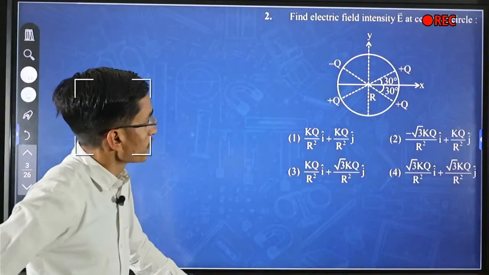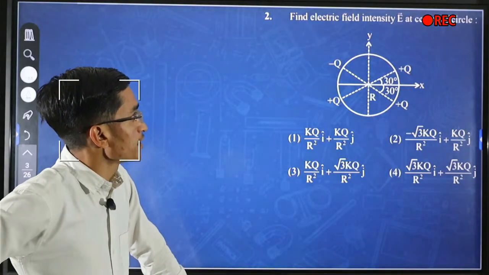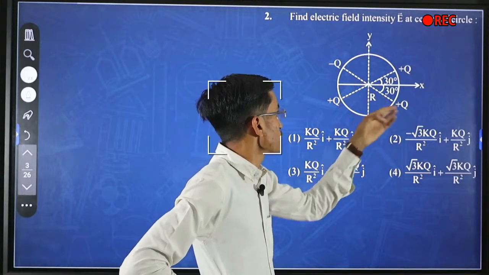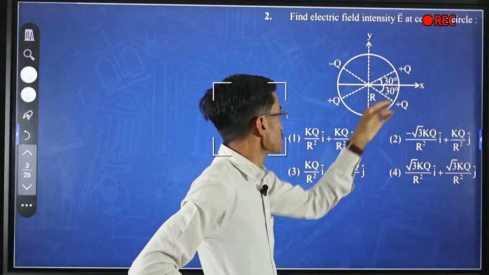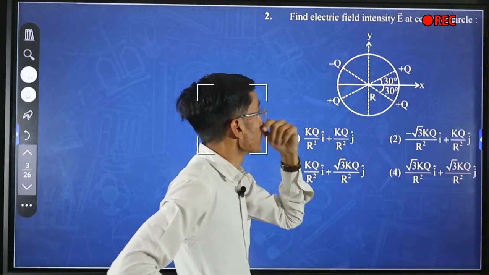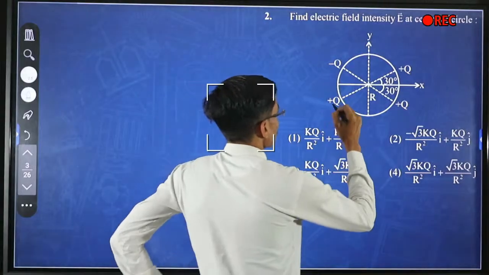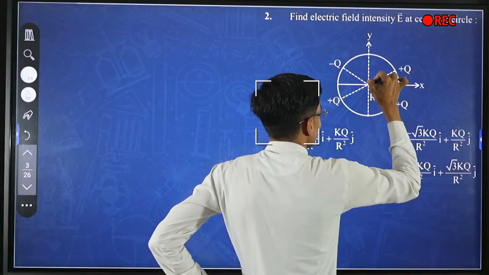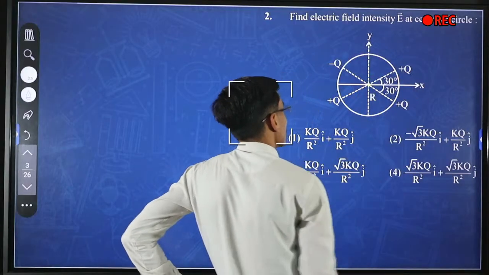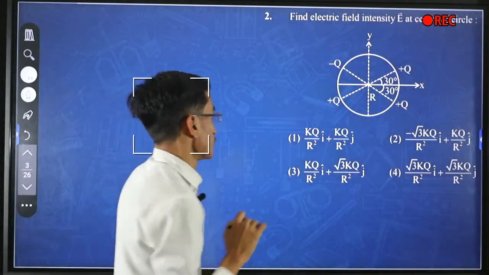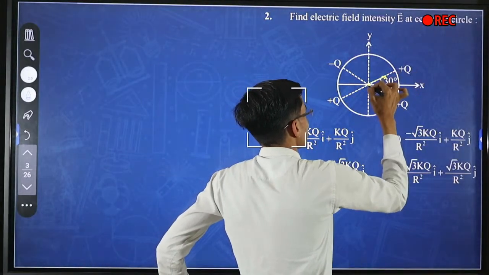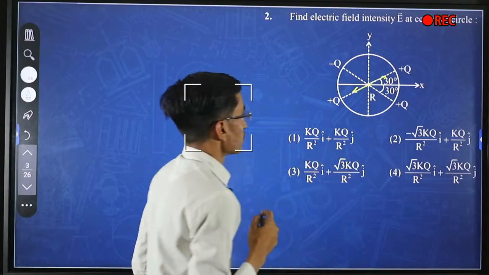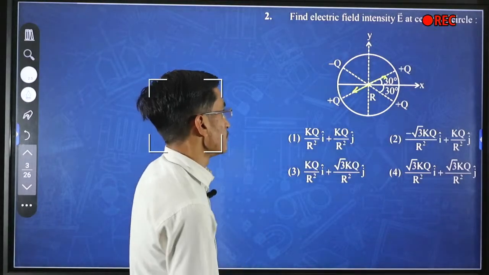Next, from electrostatics, find the electric field intensity E at the center of the circle. We have to find the electric field intensity at the center due to these four charges. There are three charges with positive sign and one with negative. The plus q and plus q are at the same distance from the center, so their electric fields will cancel out each other.